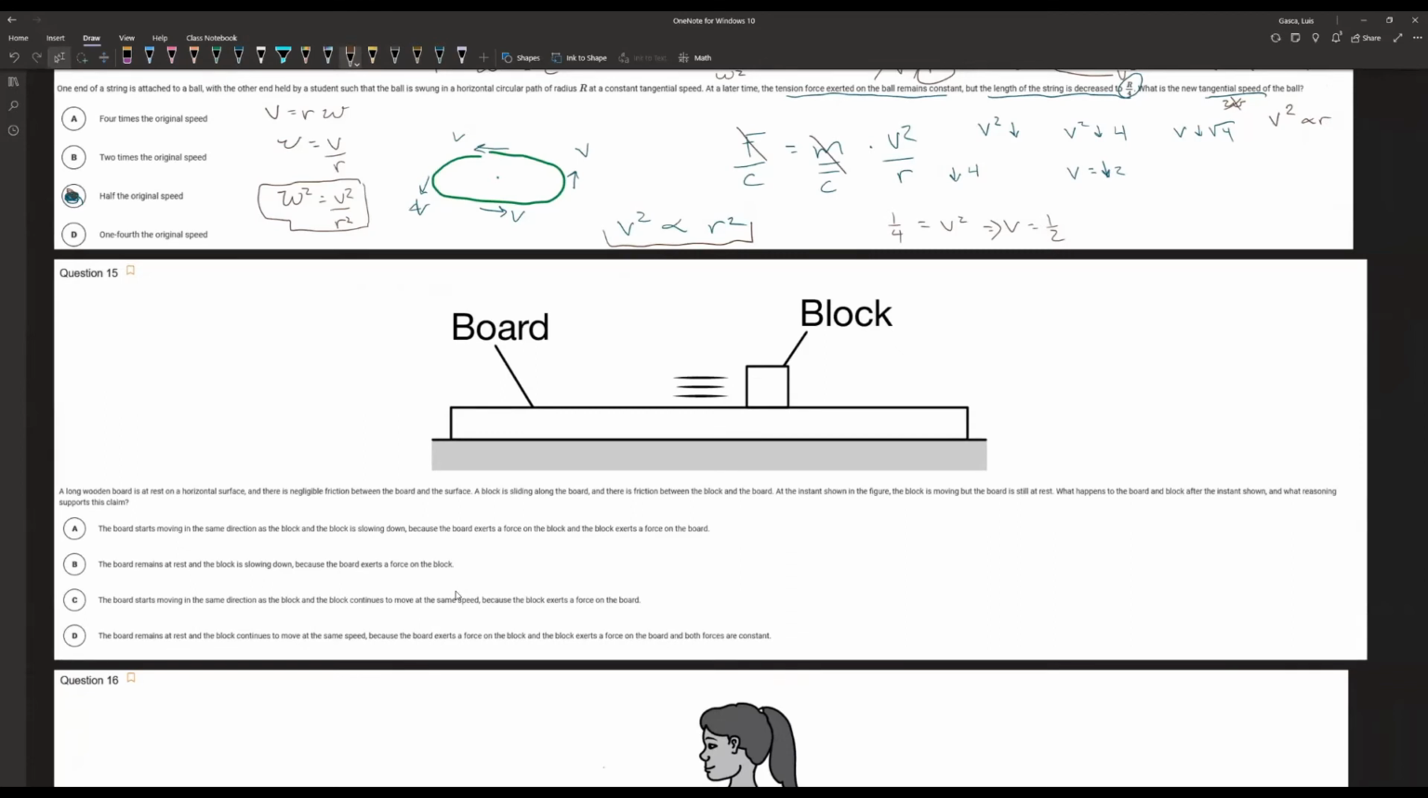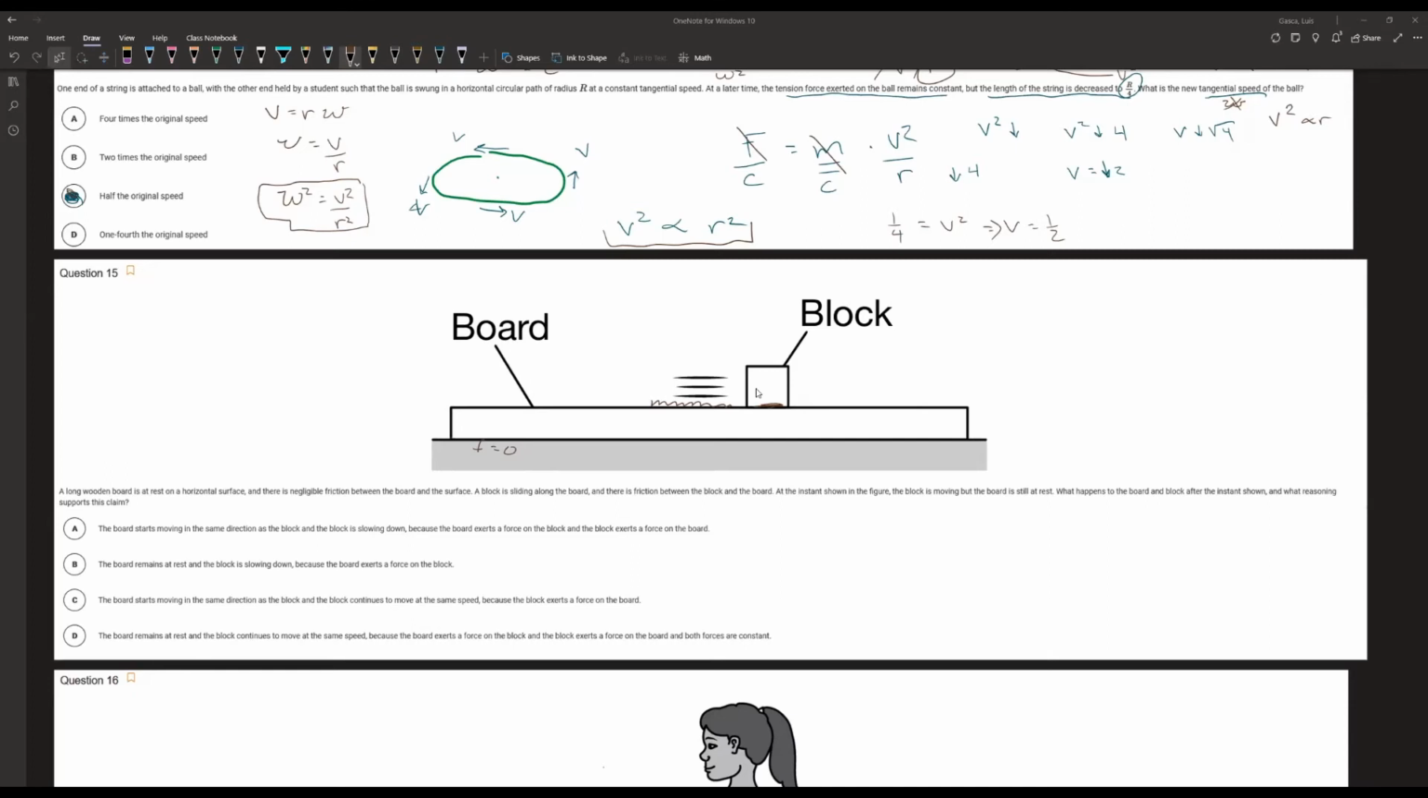A long wooden board is at rest on a horizontal surface, and there is negligible friction between the board and the surface. A block is sliding along the board, and there is friction between the block and the board. Okay, so there is no friction here, but there is friction here. Rough. At the instant shown in the figure, the block is moving, but the board is still at rest. What happens to the board and the block after the instant shown, and what reasoning supports this claim?